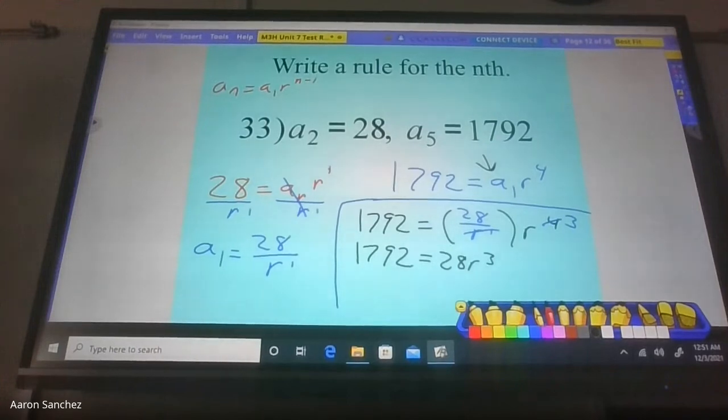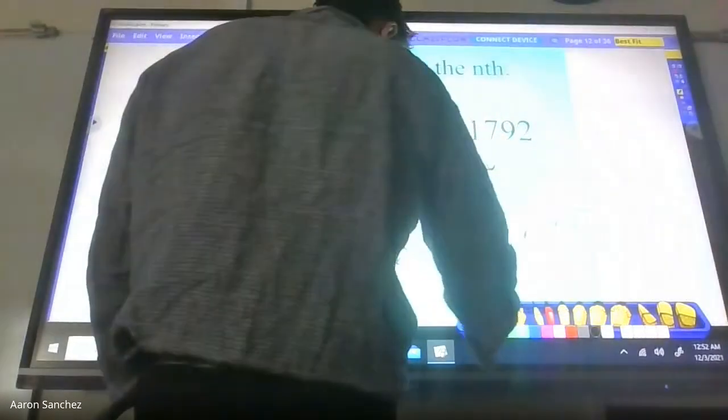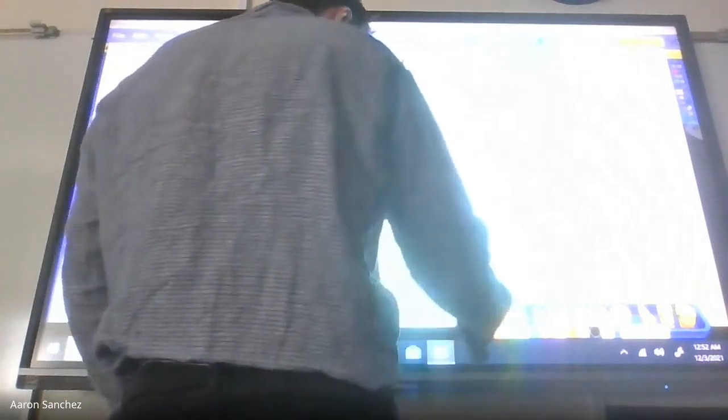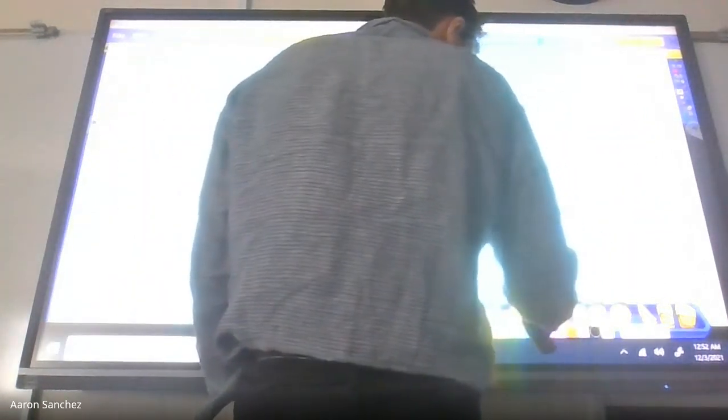What do you do next? You divide both sides. Divide by 28. I need someone to calculate that for me because I don't have my calculator here. What's 1792 divided by 28? 64. So it'll be 64 equals r to the 3rd. And then you take the cube root. I believe that's r equals 4.